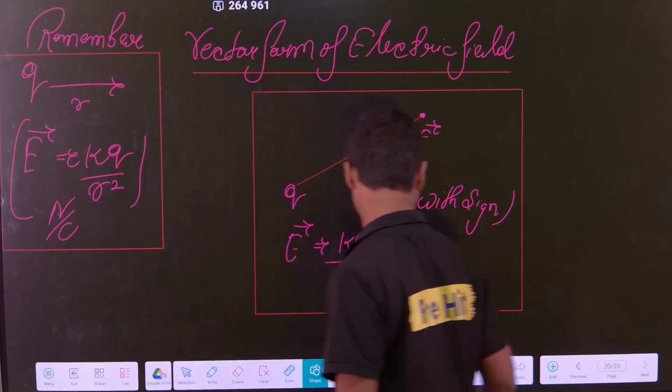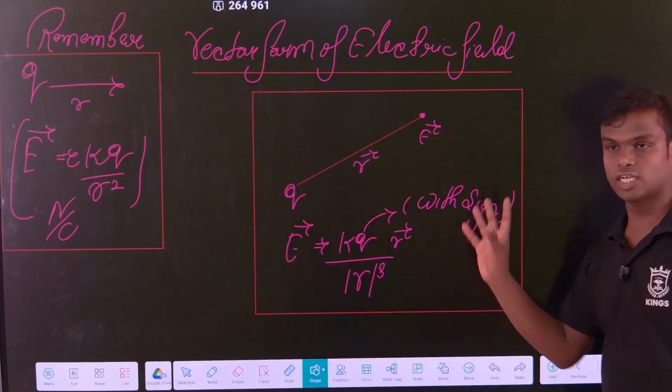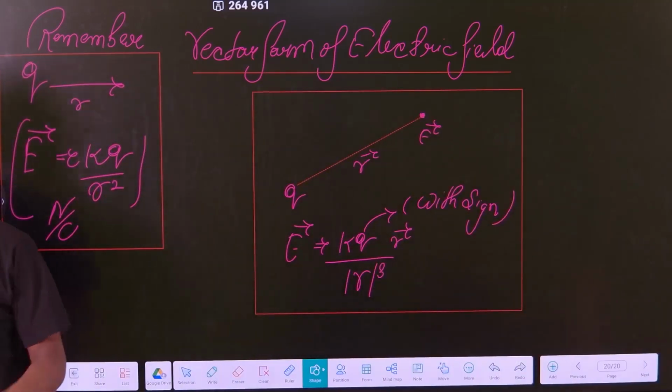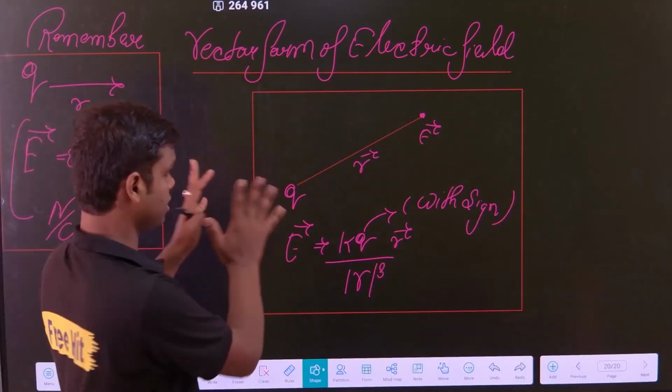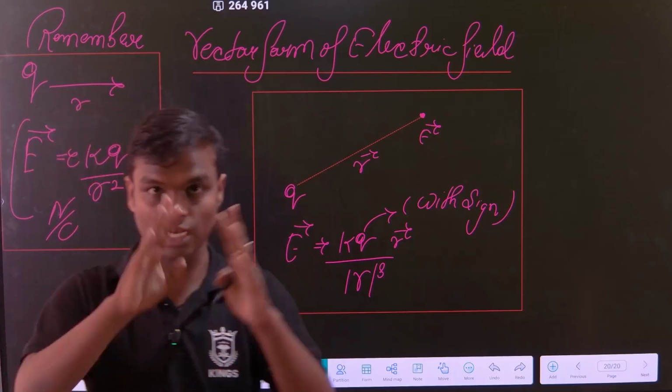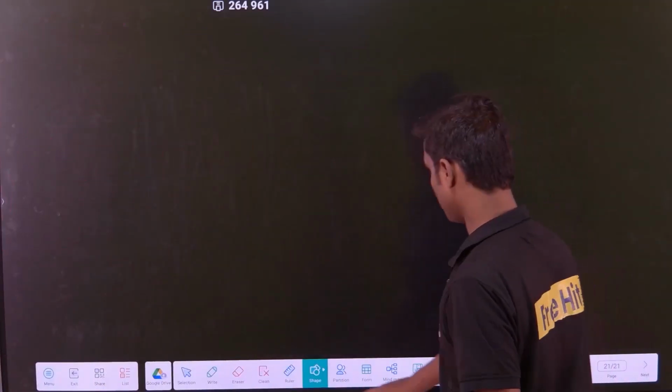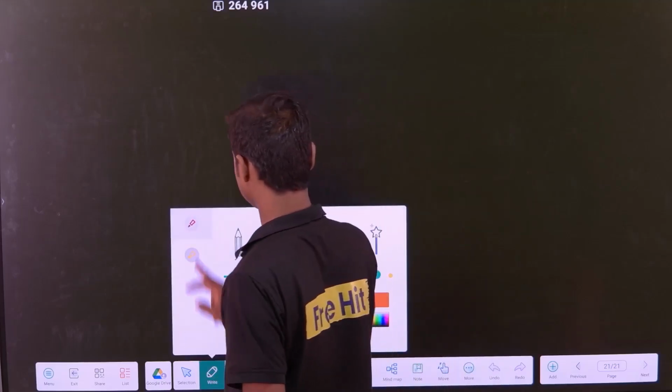Clear? Any doubt till now? So that is about the electric field. This is only the electric field. There is nothing more about the electric field. This is the thing you have to remember for the calculation point of view for solving any question. Now let us move to the next thing, that is the properties of the electric field lines.